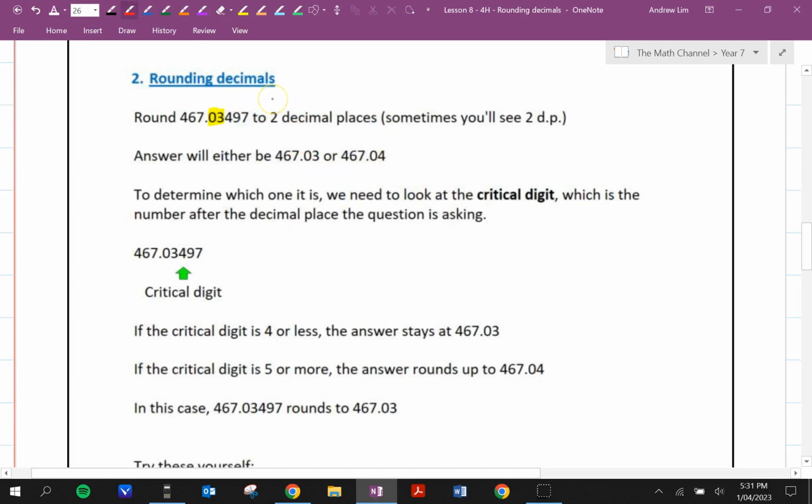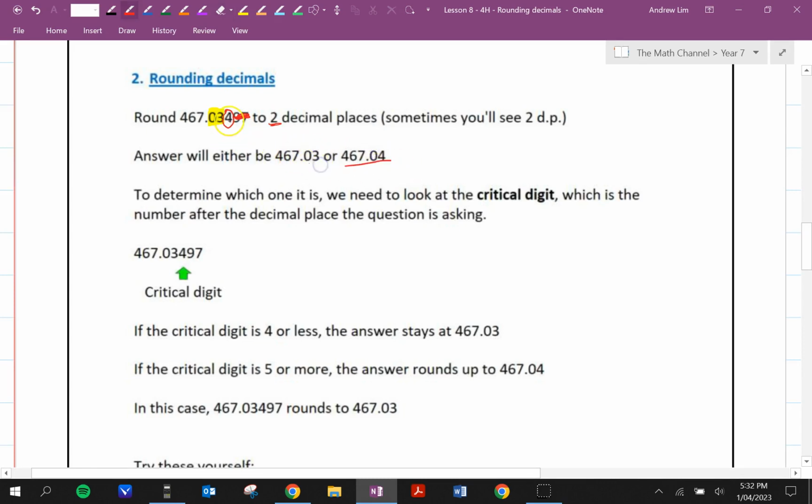What we need to do in order to determine which one it is is look at the critical digit. Now the critical digit is just the number after the decimal place which the question is asking. So because the question is asking two decimal places, we're looking at the third number after the decimal. So 1, 2, 3, we're looking at that number only. We disregard everything else, just ignore them. Now, if that number is 4 or less, then it stays at the 03. If that number is 5 or more, then it's going to round up. That 03 will round up to 04.